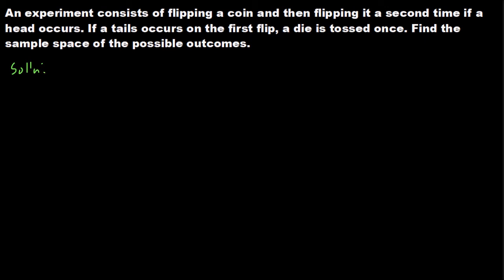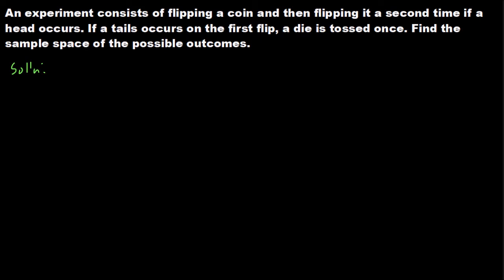The experiment says that it consists of flipping a coin, and flipping a second time if a head occurs. If a tail occurs in the first flip, a die is tossed once. We need to find the sample space of the possible outcomes. The best way to get the sample space for this one is to create what is called a tree diagram. For example, we are first tossing our coin.